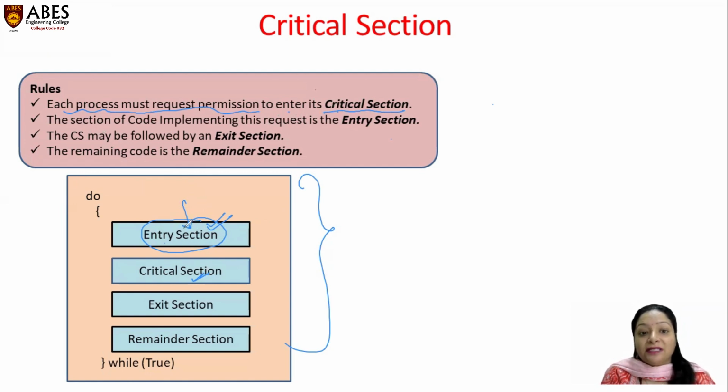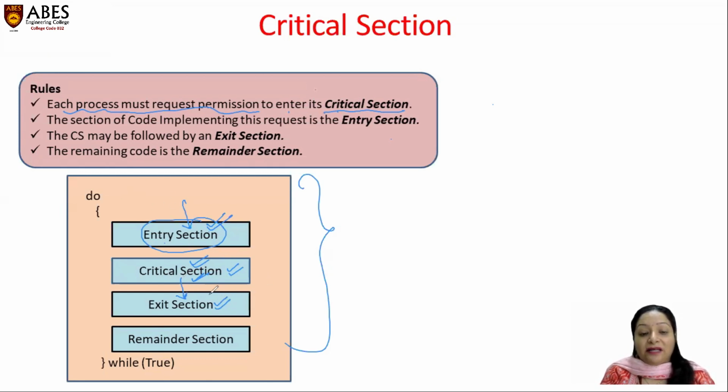Once a process gets the permission to enter the critical section, it executes its statements, its work, its manipulation, whatever it wants to do with the shared variables. The process can do all these things in the critical section. And once it is finished with its work in the critical section, it comes to the next section, which is called the exit section, right?